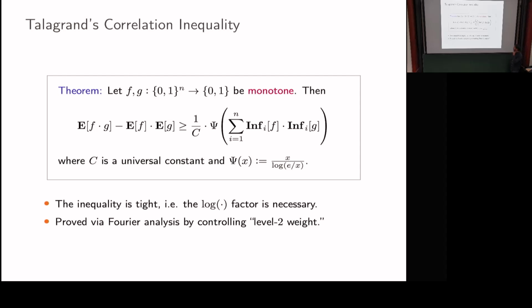There's this annoying psi function which is like x over log 1 over x. I don't care about the log factor too much, but it turns out you do need this log factor, so it's not an artifact of the proof. And Talagrand's proof is difficult. It's like a 15-20 page long proof, and people have tried to simplify it over the past 20 years. There have been many attempts made to simplify it.